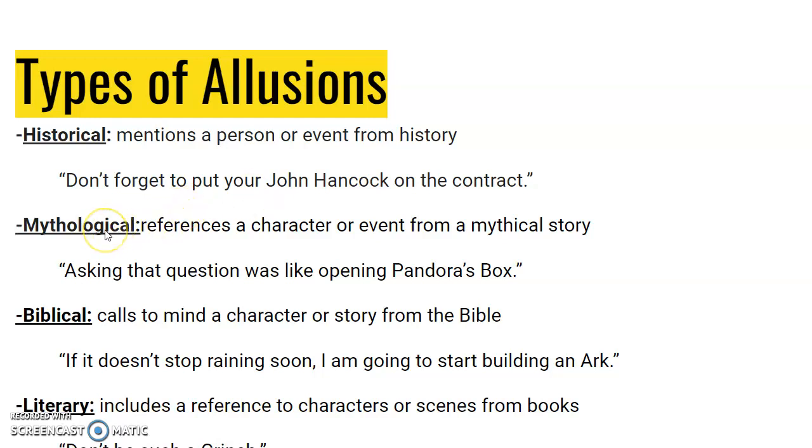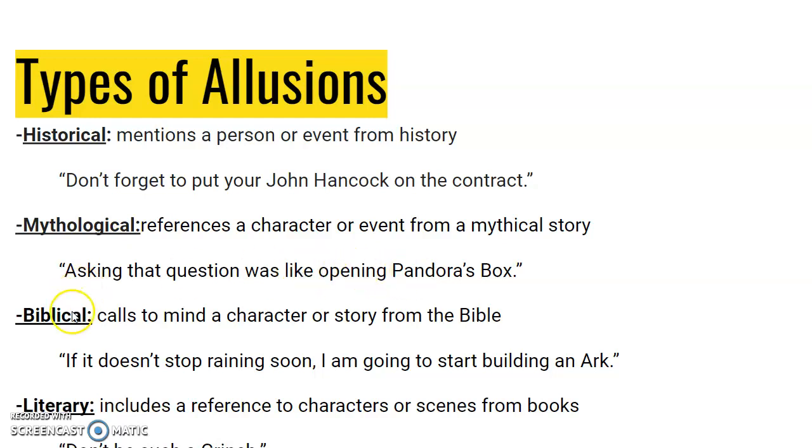The next type are mythological. If you've read some Greek mythology or different kinds of mythological stories in your past English classes, that's where you're going to be getting these allusions from. It'll be referencing a character or event from those stories. So if you've ever heard somebody talk about Pandora's box, that's a story of Pandora who opens this box and all of the evils of the world come rushing out. So if somebody ever says to you, asking that question with like opening Pandora's box, that's saying that you asked a question that then you got all these terrible answers to. Now you know too much.